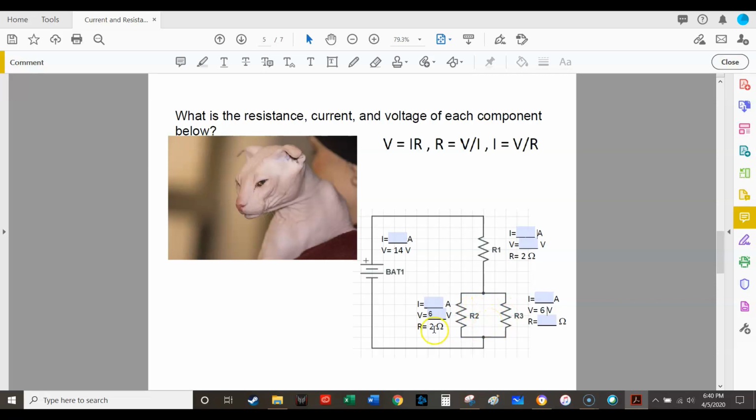Well, if this is 6 volts, we're going to apply Ohm's law, 6 volts, and that's 2 ohms. 6 volts divided by 2 ohms is going to be 3 amps. So now we know this is 3 amps. Just as a rule, whenever I get two of the variables, I just quickly solve for Ohm's law. You didn't have to do it, but it's good to do that.